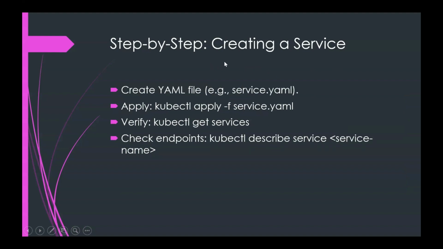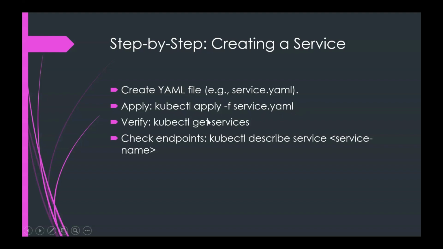So once you have created the YAML file for any of the services, how are you going to deploy it? First, create the YAML file, like you can create a service.yaml file, or you can provide any name. Once that is created, you can deploy it with kubectl apply -f and your file name or your file path here.